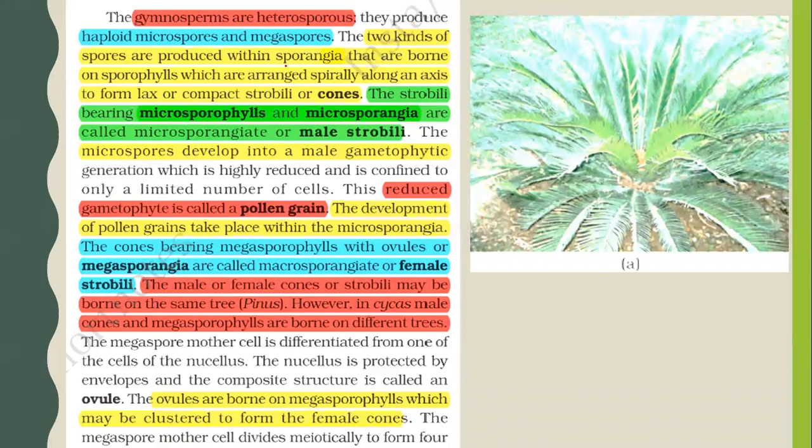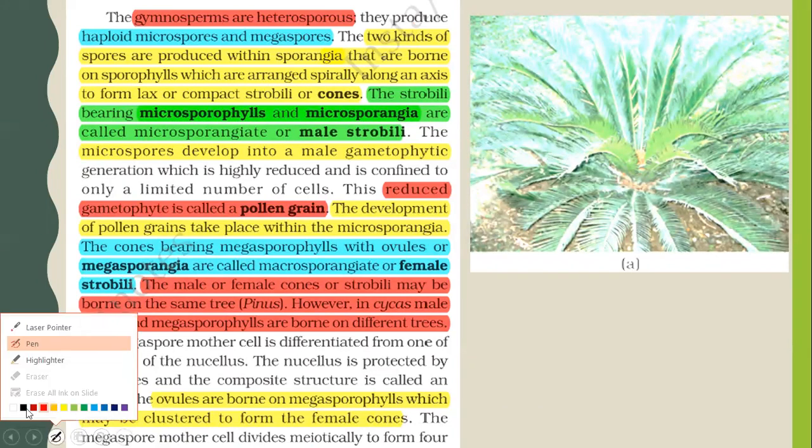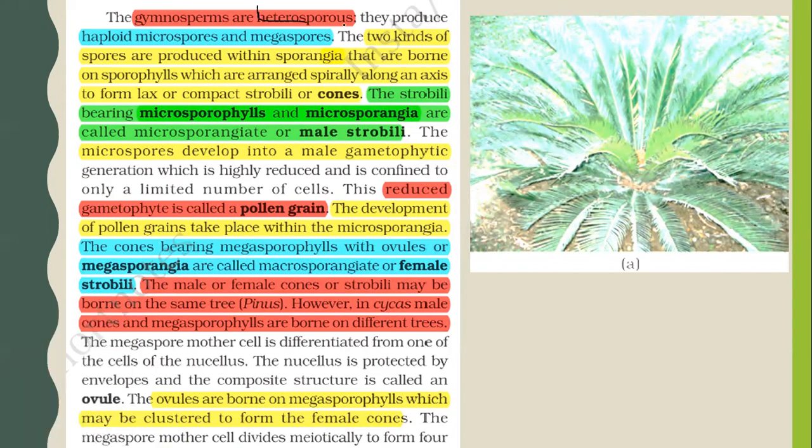The gymnosperms are heterosporous in nature. They produce haploid microspores and megaspores, born on strobilus or cones. So guys, this is an example of a gymnosperm.